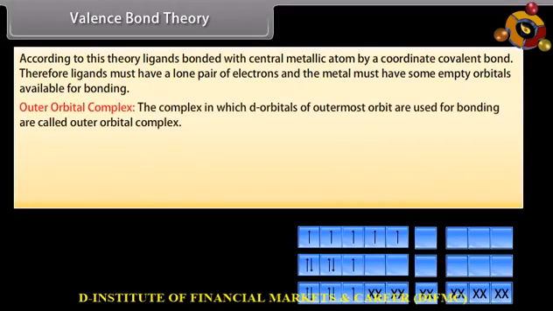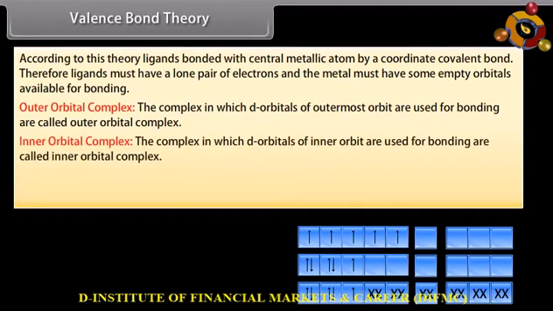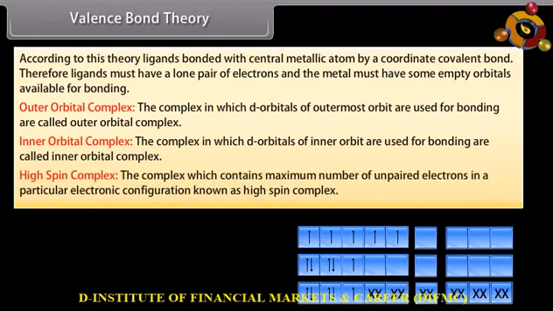Outer orbital complex. The complex in which d orbitals of outermost orbit are used for bonding is called outer orbital complex. Inner orbital complex. The complex in which d orbitals of inner orbit are used for bonding is called inner orbital complex. High spin complex. The complex which contains maximum number of unpaired electrons in a particular electronic configuration is known as high spin complex.